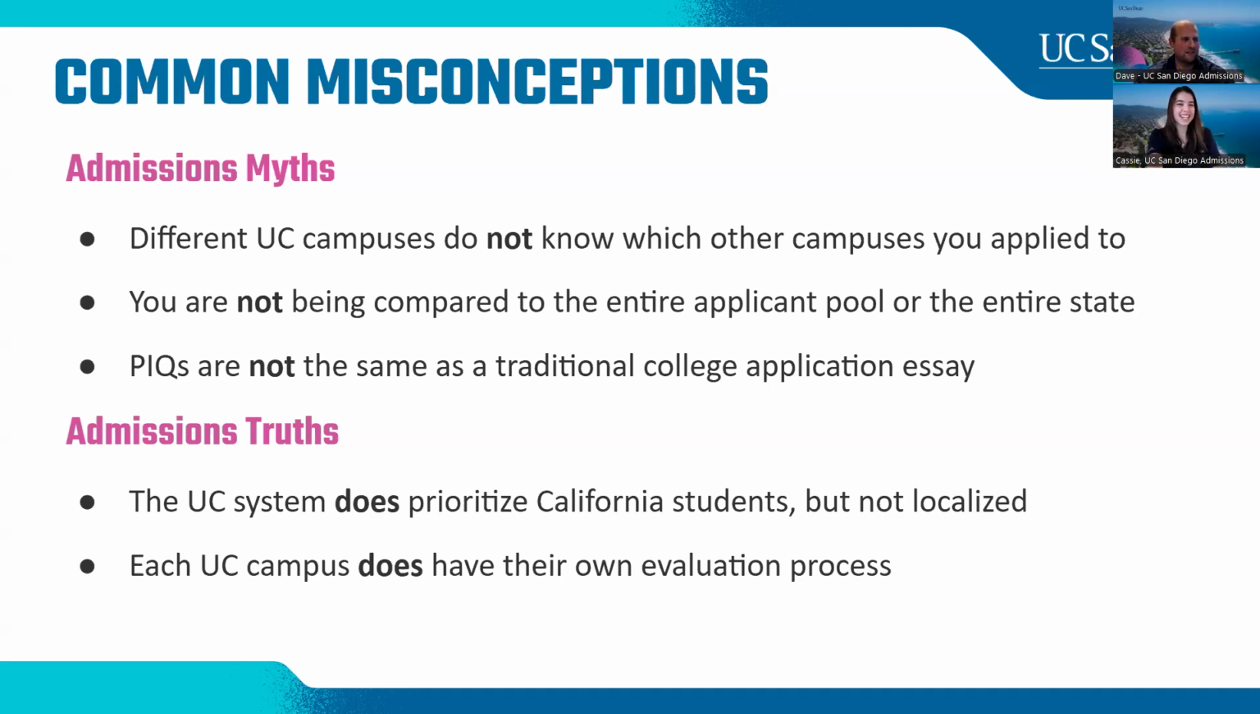I totally can. So we're going to do a little two truths and a lie, or maybe in this case, two truths and three lies. So just addressing some of those common misconceptions. One, different UC campuses do not know what other campuses you've applied to. So sometimes there's this misconception that we know what other campuses you've applied to. And if you've already gotten into, say, Berkeley, we decide you don't need an admissions offer to UC San Diego. That's not true, I promise.